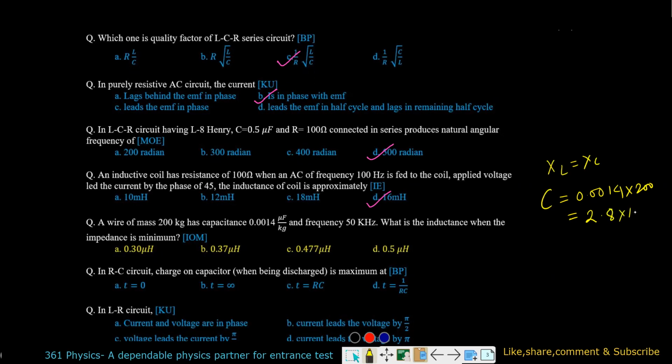Okay, so I believe this comes in the order of like 2.8 into 10 to the power minus 7 farad, in the order of this one. Okay, so this is a microfarad. That's why we have to multiply all these things. So you will get the value of this one. So in minimum impedance, your XL will be equal to XC. That's why you have to use this information. So obviously you are given 50 kilohertz.